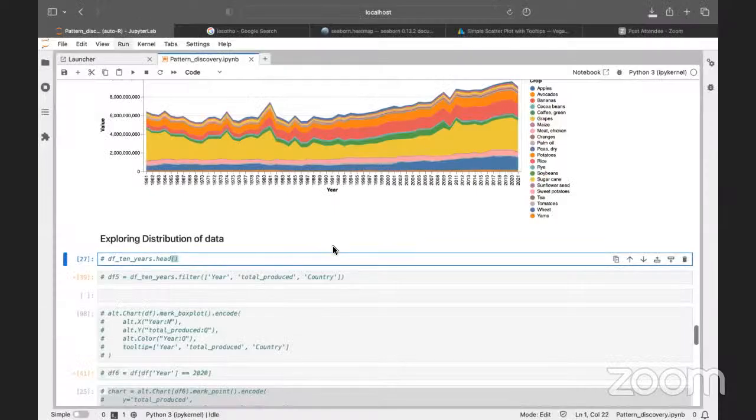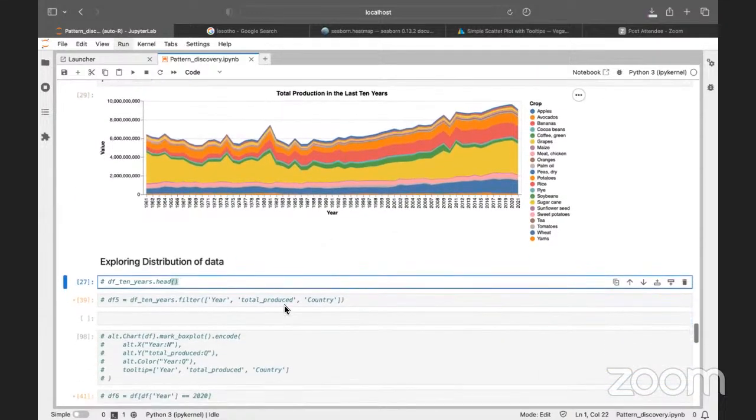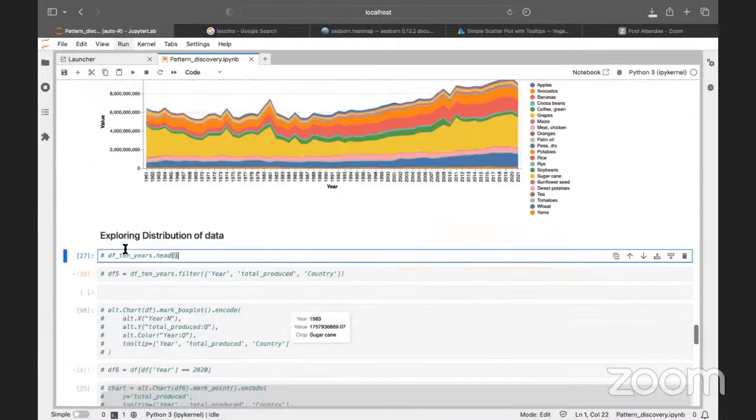Can you see my screen, guys? I think there might have been an issue. Can you see my screen? No. Okay. All right. I believe you can see my screen now. Yes. Yeah.